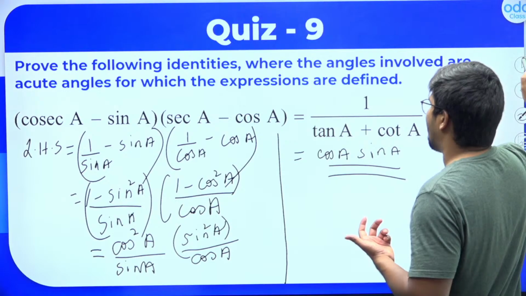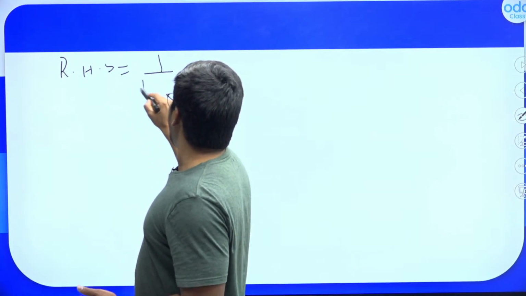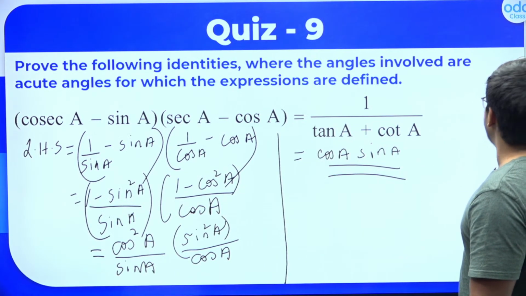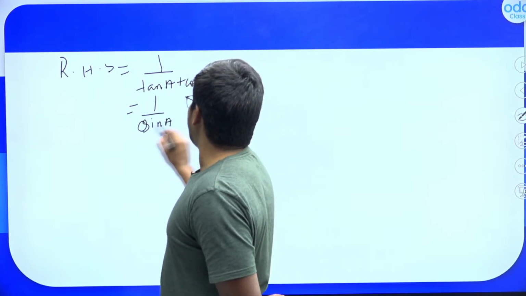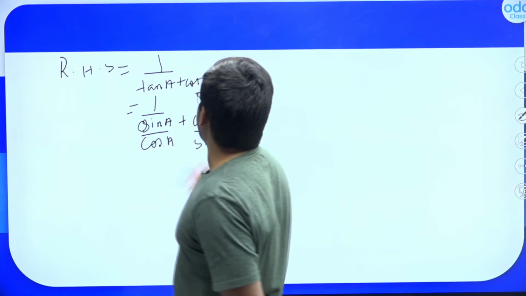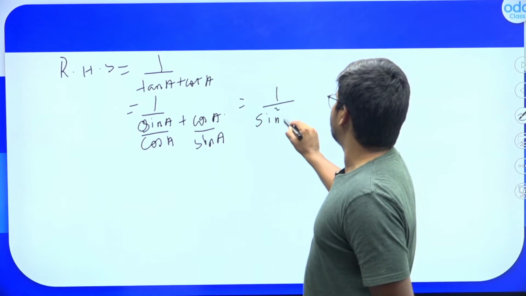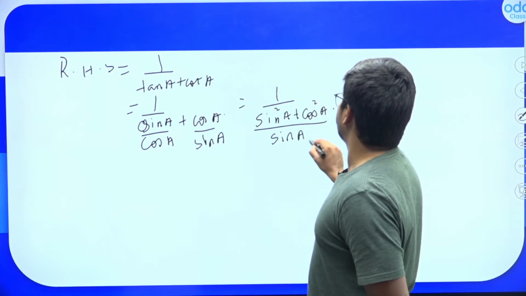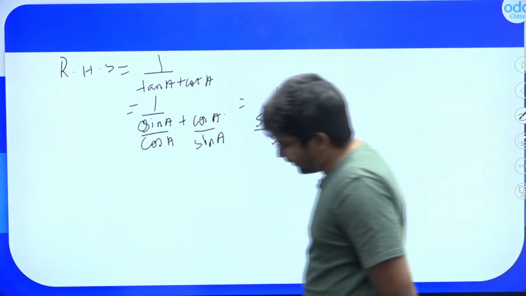What is there in the RHS? RHS is 1 divided by tan A plus cot A. Tan A is sin A by cos A, and cot A is cos A by sin A. That is the same as writing 1 divided by, taking the LCM, (sin square A plus cos square A) whole divided by sin A cos A.